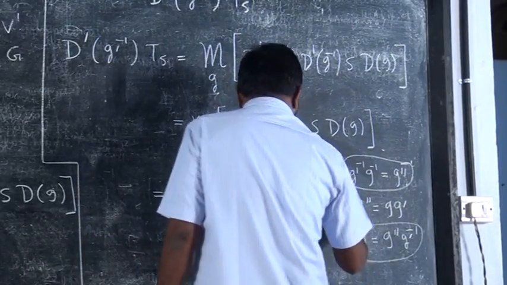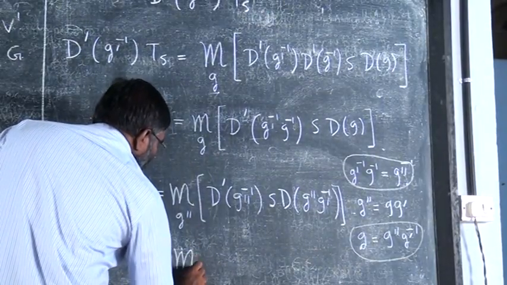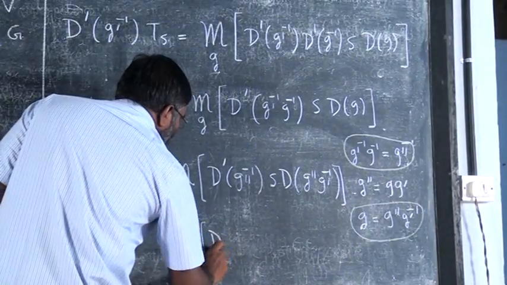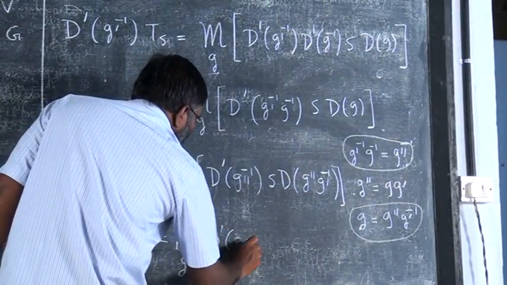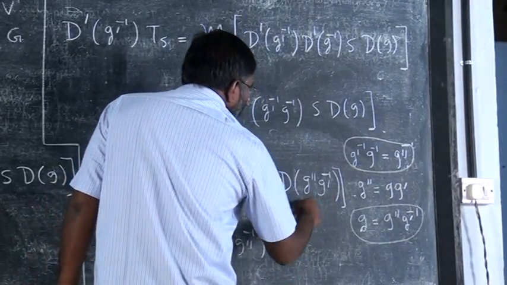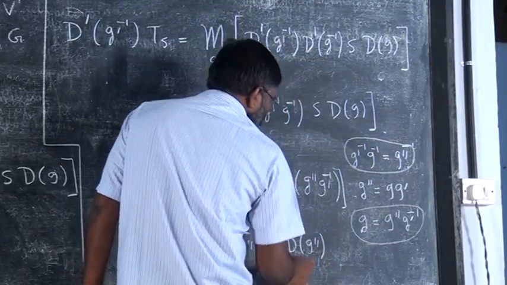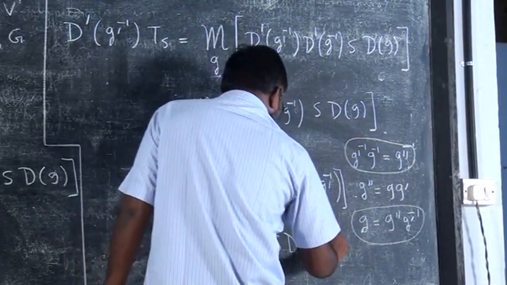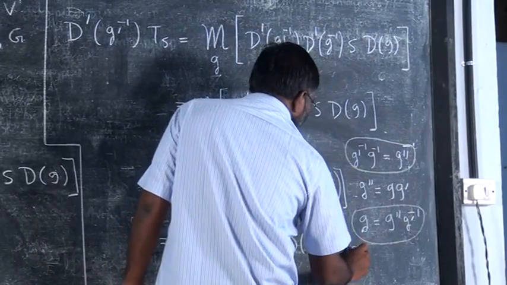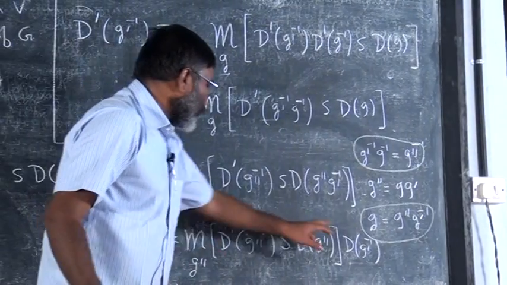Now this can be written as the mean over g double prime of D prime of g double prime inverse S. Again I use the group representation property, this into D of g prime inverse. Now what is this?